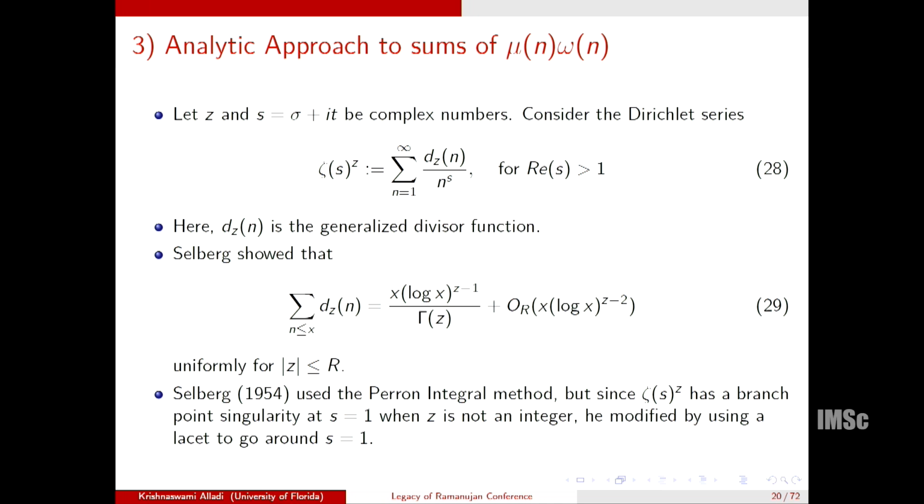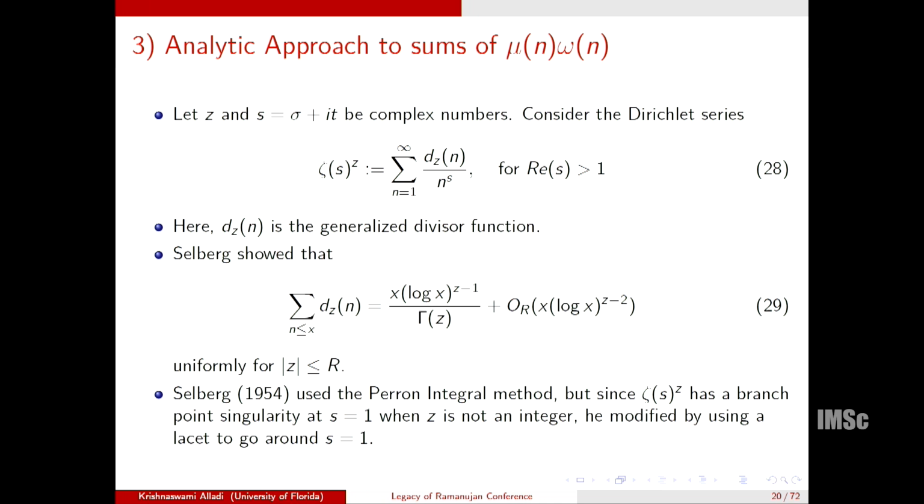So we go back to this idea of Selberg, who in the 1950s looked at what he called the generalized divisor function, which are the Dirichlet coefficients in the expansion of zeta(s) to the power of z, but z is a complex number. And using the Perron integral method, he showed that this is x (log x)^(z-1) over gamma(z).